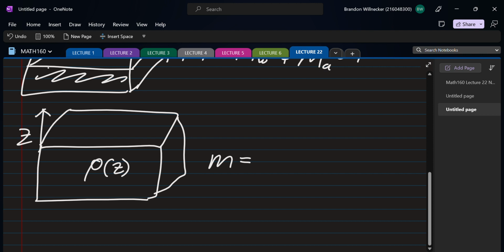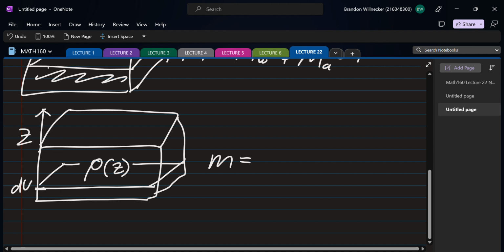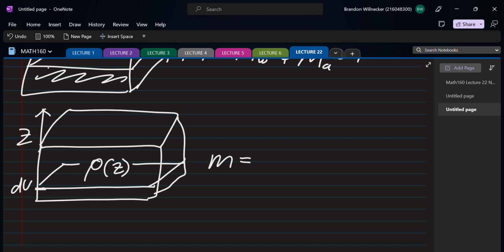And we want to sum them up. But we no longer have discrete chunks to sum up. We now have infinitesimal layers to integrate. So if we imagine a layer like this, a very thin layer with volume dV, how do we get the mass? It's going to be the density times that little bit of volume, and then we add all of them up.